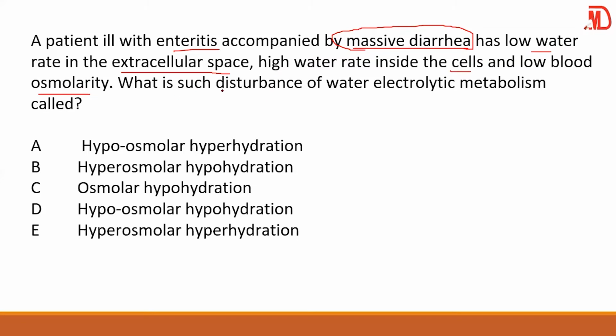Again, dehydration. So what is such a disturbance of water-electrolytic metabolism called? Obviously I'm saying this is dehydration, and dehydration occurs when the extracellular fluid and the sodium ions are lost. I repeat, dehydration occurs when the extracellular fluid and the sodium ions are lost. So now let's look at the different types in terms of osmolarity.